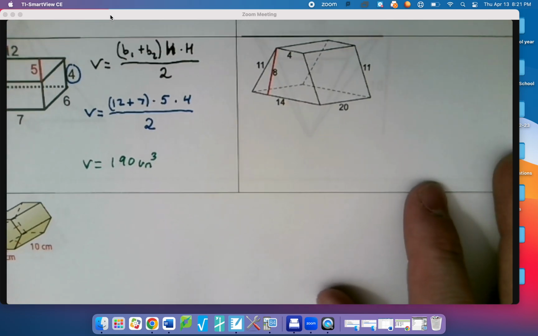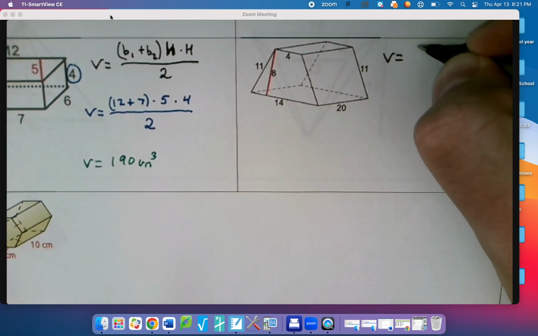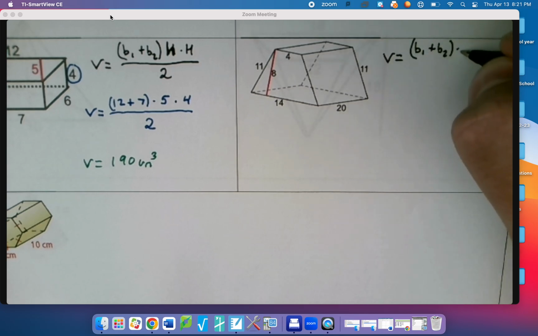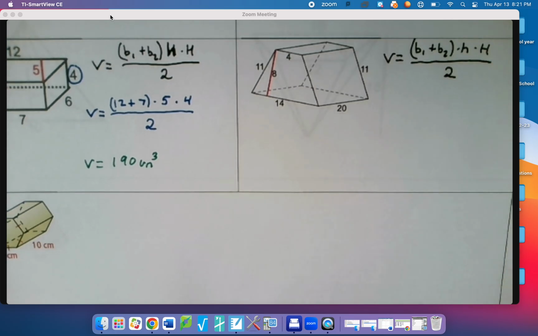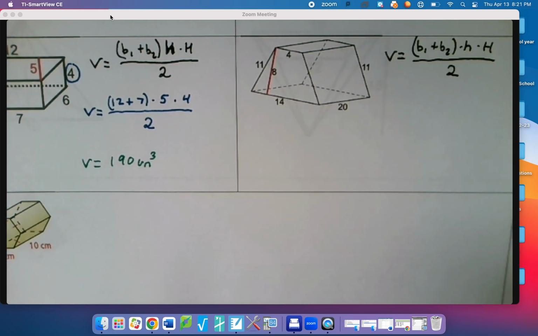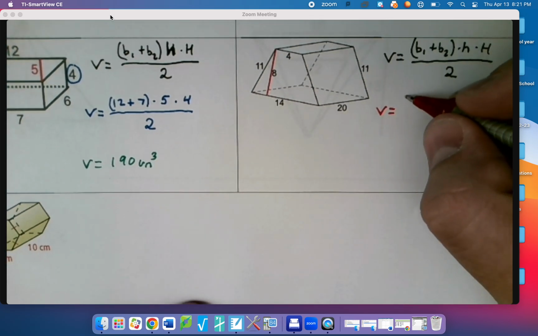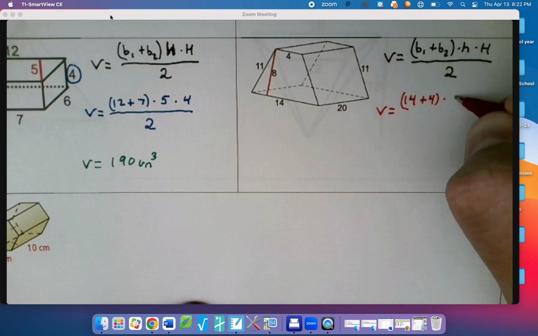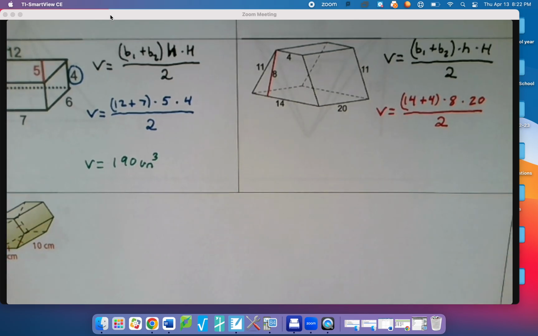Let's take a look at this trapezoidal prism. Base 1 plus base 2 times the height of the trapezoid times the height of the prism, all divided by 2. Taking a look at the picture over here, looks like my first base, I'm going to say, is 14. My other base is 4. Height of the trapezoid is 8. The big height is 20. We're going to divide all that by 2.